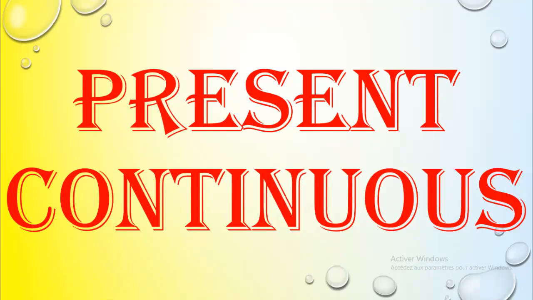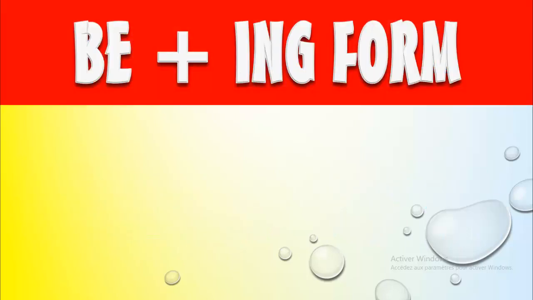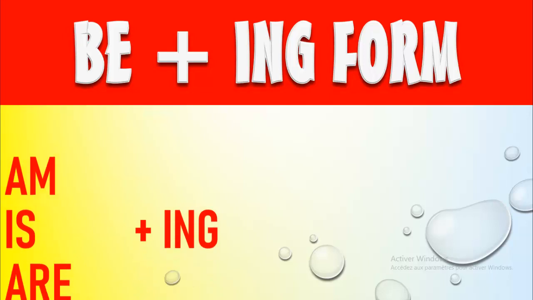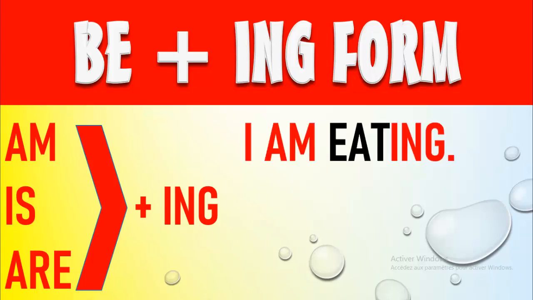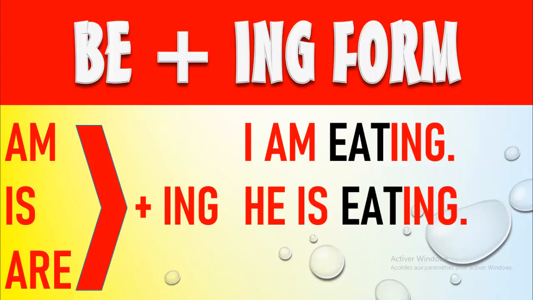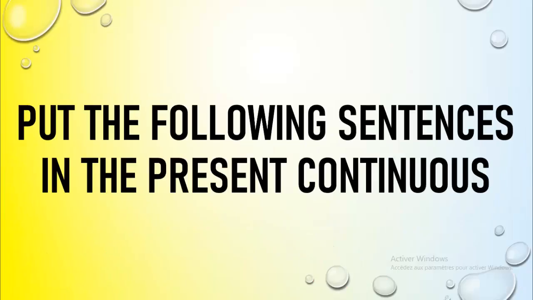Present continuous now. Formation of the present continuous. Here also we have seen it in the lower classes, but let us revise it a little bit. Be plus ing form. Am ing form, is ing form, are ing form. Example, I am eating. He is eating. They are eating. So to be in the simple present plus the verb in the ing form.